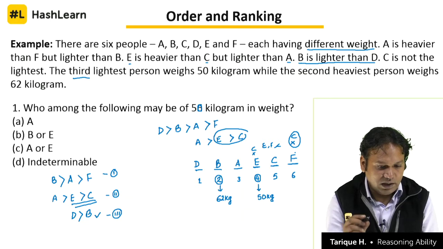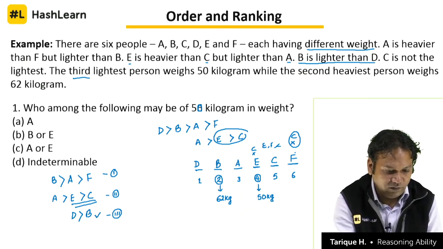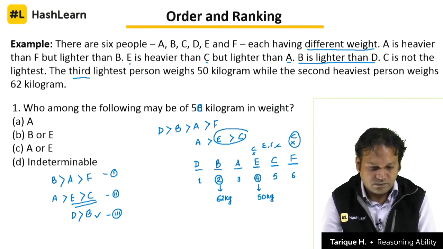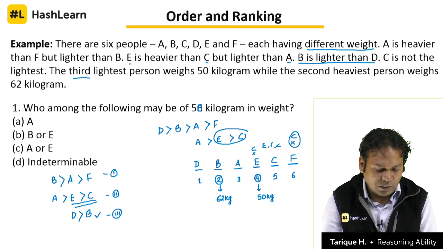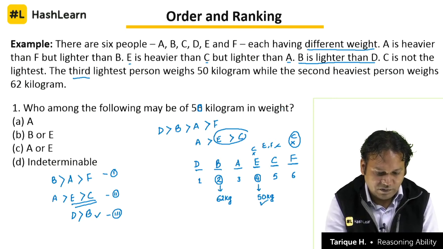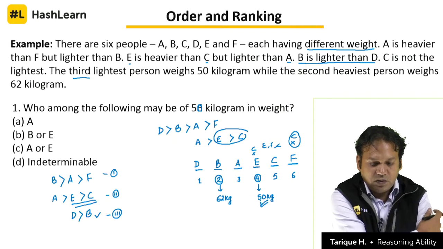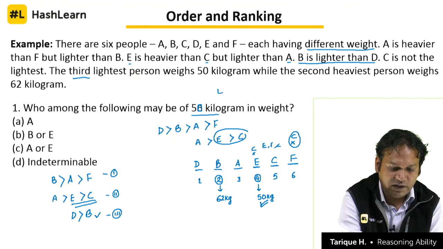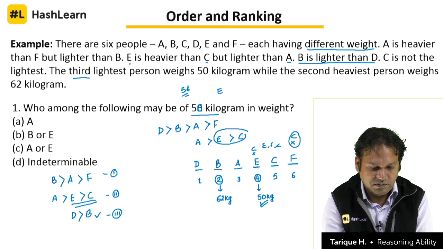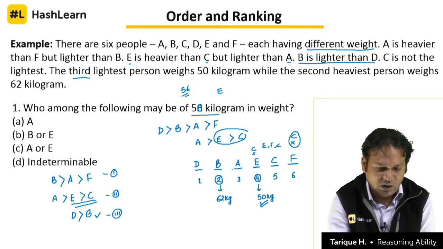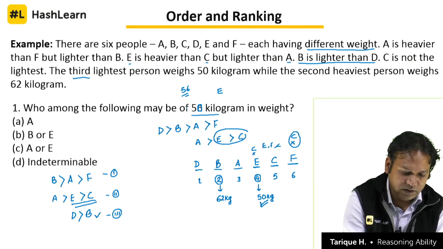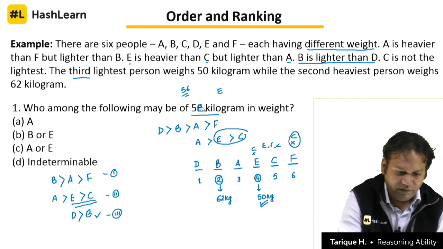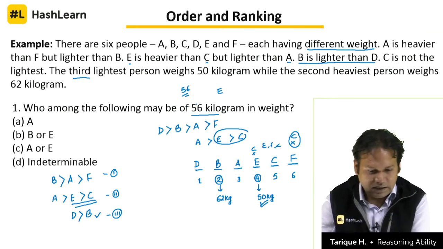So, what is the answer now? Look at the question: who among the following may be of 56 kilograms in weight, right? If we take this question as 50 kilograms, then the answer will definitely be E. Sorry, this one should actually be 56 kilograms.